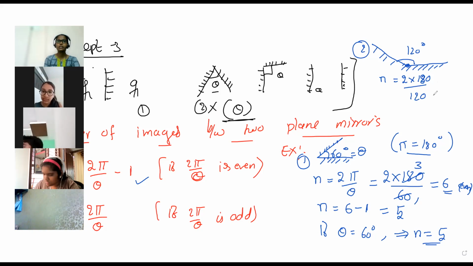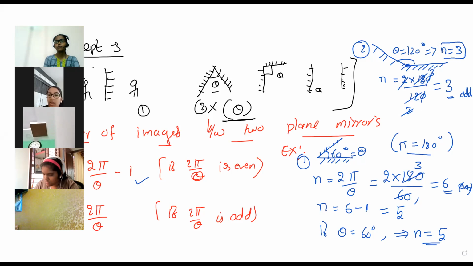120 degree. Now see children, cancel the terms. 0, 0 cancels. And 2 ones are 2, 6 twos are 12, 6 threes are 18. And this 2 and this 2 cancel. So finally what remained? Only 3. Now this 3, children, is it odd or even? Identify. This is an odd number. So I do not need to do minus 1. I can write that when theta is equal to 120 degree, in that condition you will get the number of images as 3. So no need of doing minus 1 here.